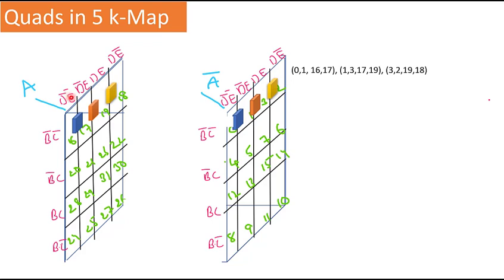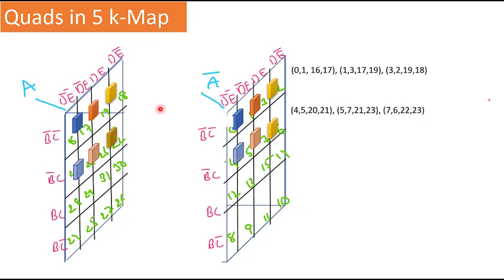We are going to eliminate E because it is getting complemented from 15 to 17 as well as 0 to 1. Similarly with the next four, that means 1, 3 and 17, 19. Similarly 3, 2 and 19, 18 also. We are going to eliminate 2 literals from the final expression. This is one possible quad formation.